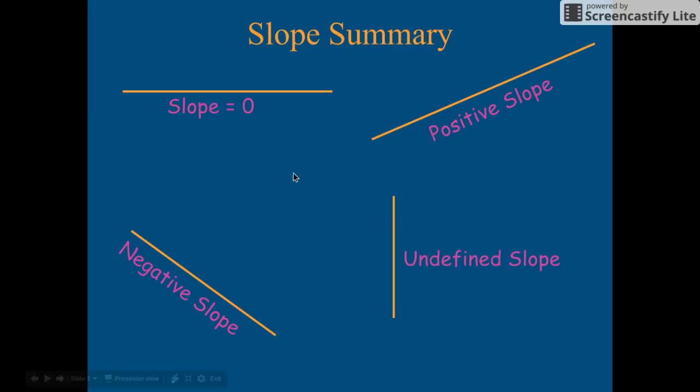Remember, the difference between a slope of 0 and an undefined slope is where the 0 falls in the slope. If the 0 is on top, slope is 0. If the 0 is on the bottom of your slope fraction, it's undefined because we cannot divide by 0.